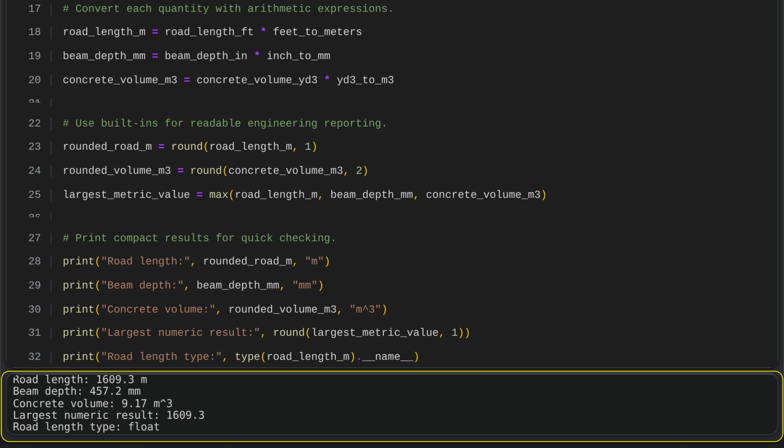This script converts common engineering measurements from imperial to metric units, including length, depth, and volume. It uses fixed conversion factors, rounds the results for readability, and prints the converted values in meters, millimeters, and cubic meters. It also reports the largest converted number and confirms the data type of the road length result, providing a clear metric summary of the measurements.